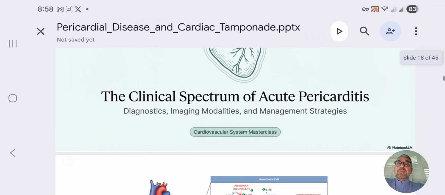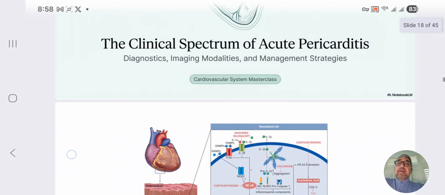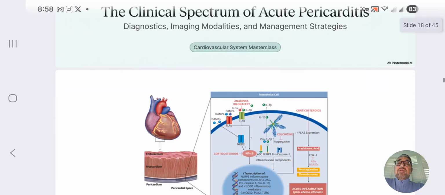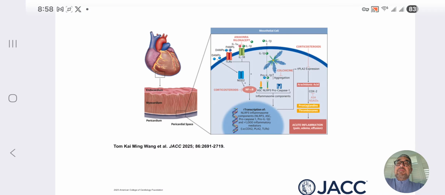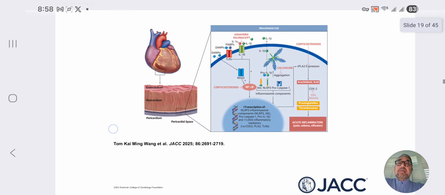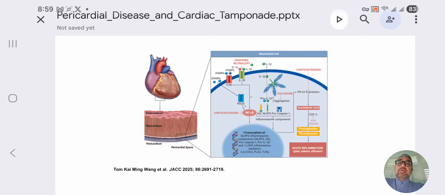Now moving on to acute pericarditis. Acute pericarditis has multiple inflammatory pathways activated. In the treatment of acute pericarditis, we use nonsteroidals which act on one pathway, IL-1 inhibitors which act on a separate pathway, and steroids which act elsewhere.